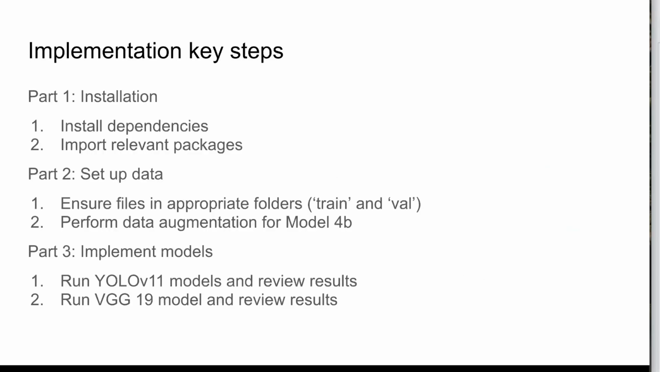The implementation of the models includes 3 main parts. Firstly, we installed all the packages. We then organized all the image files in appropriate folders. For YOLO, labeling the folders accurately is key to model implementation. We also performed data augmentation for Model 4B. Lastly, we ran the 3 models and reviewed the results, as seen on slide 5 earlier. Let's switch to the notebook to quickly review the implementation.